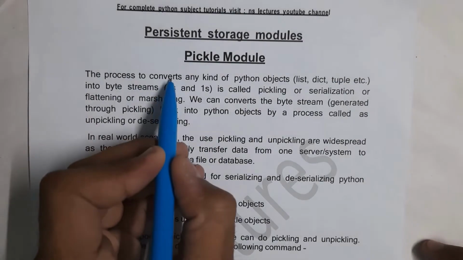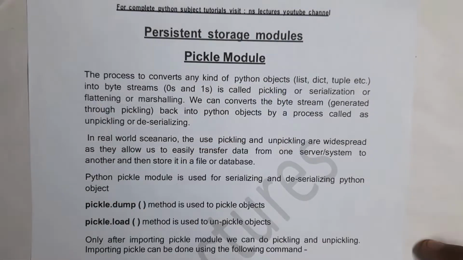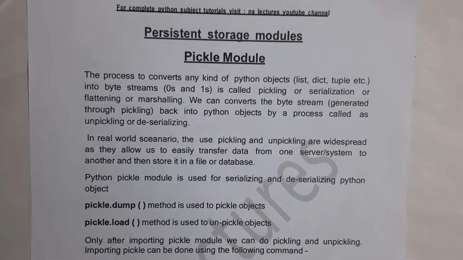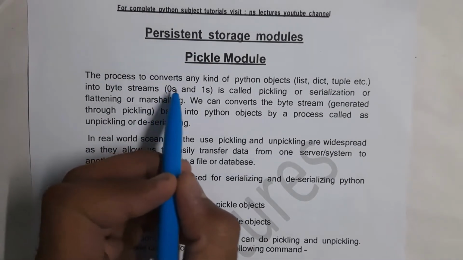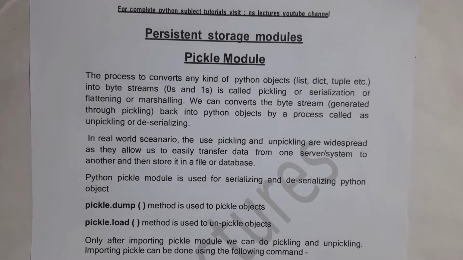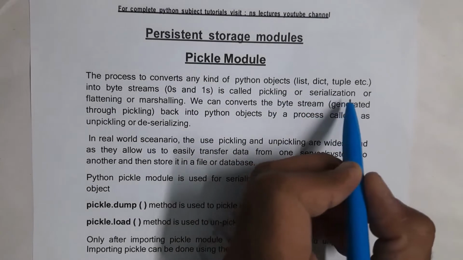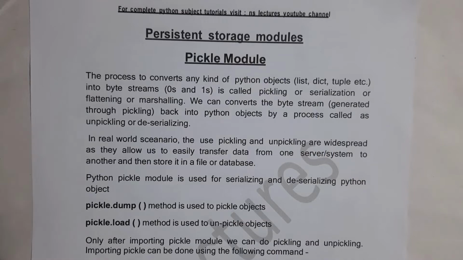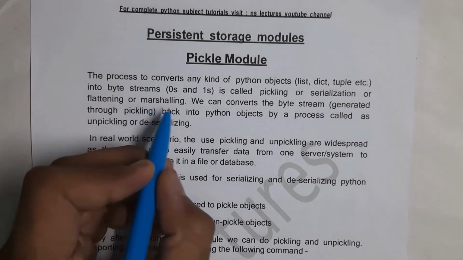The process of converting any kind of objects like dictionaries, tuples, list, so on in byte streams, that is in the form of zeros and ones, is called pickling. Pickling is nothing but it is process of converting Python objects like list, tuple, set, dictionaries into binary format is known as pickling. And we can also call this pickling as serialization, or we can also call it as flattening, or we can also call it as marshalling.